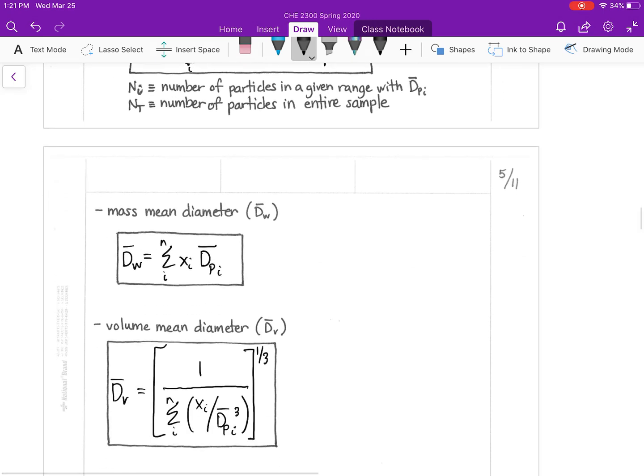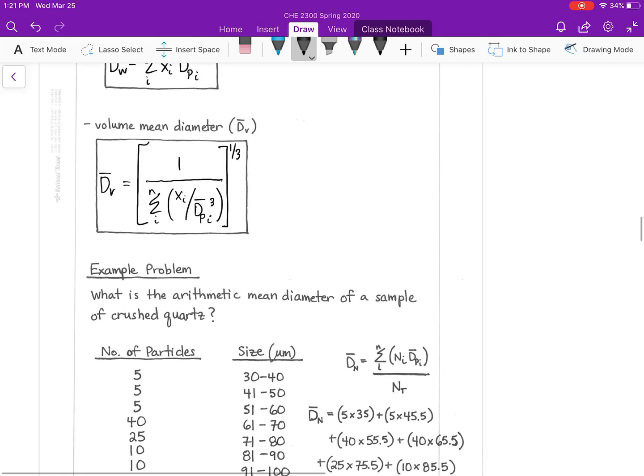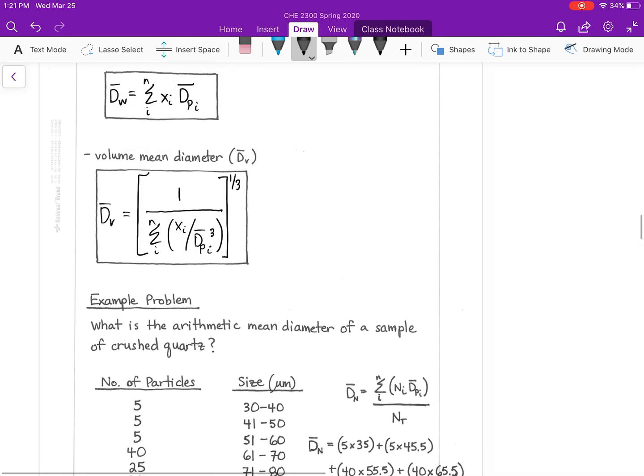We're going to move on to the next page where I have my mass mean diameter and my volume mean diameter. Again, just two different ways to represent the average diameter of some collection of particles that I have in my system. Below, I have an example, just going through using one of those formulas. In this particular case, I'm asked to calculate the arithmetic mean diameter.